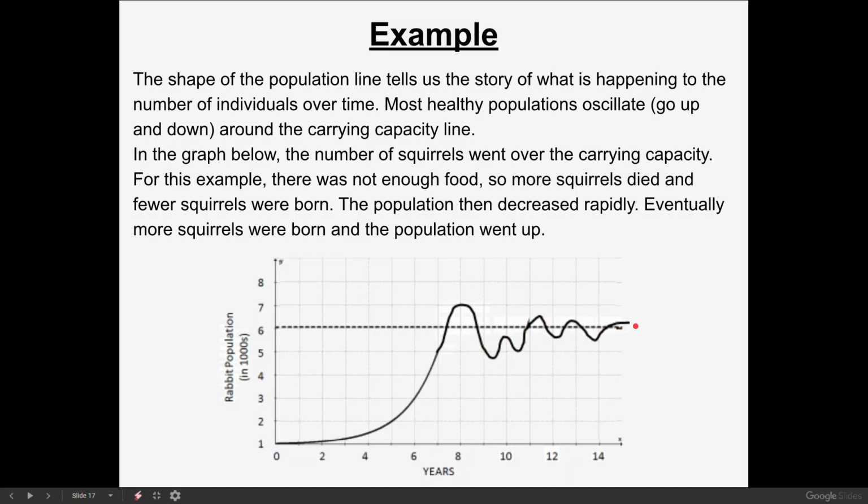In this graph, this is supposed to be squirrels. So there were squirrels that moved into an area and they quickly increased. And what happened was they went above the carrying capacity. In this case, let's pretend they ran out of food. So some squirrels had to die and fewer squirrels were born, and now they're down below the carrying capacity. And then eventually more were born, and then they died, and they were born and they died. So they usually just stay around the carrying capacity. That's everything you have to know about this section.